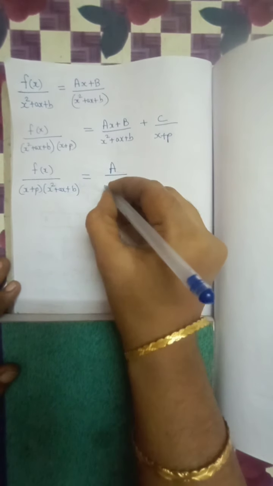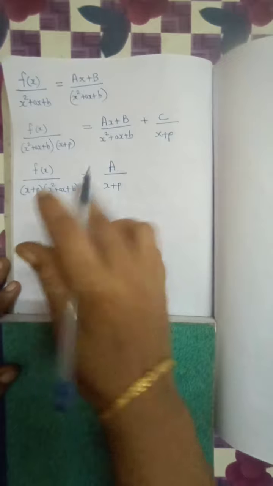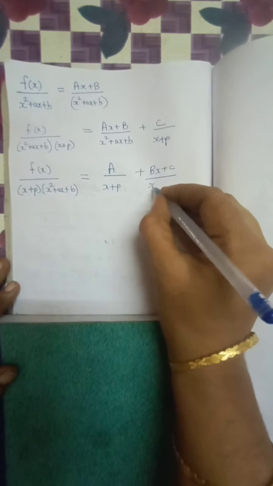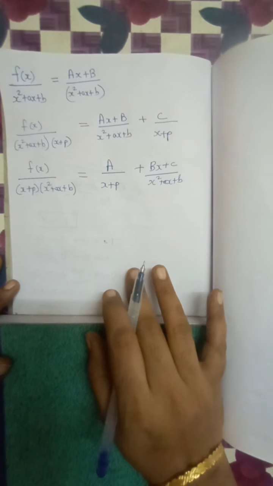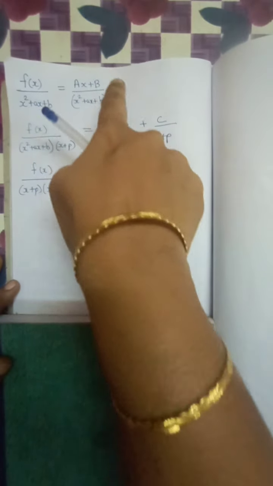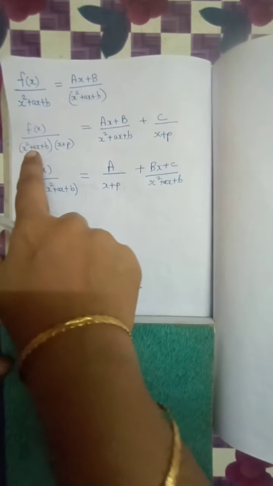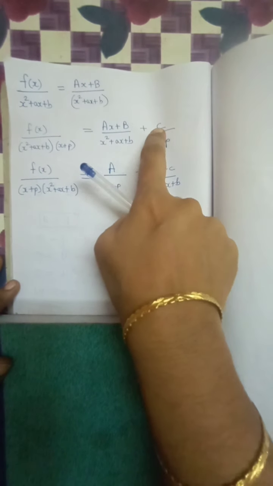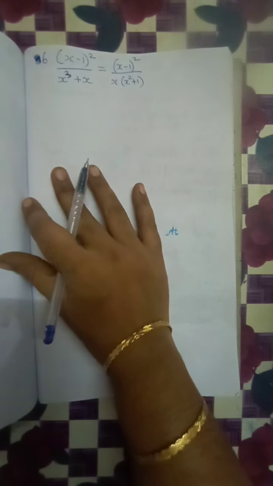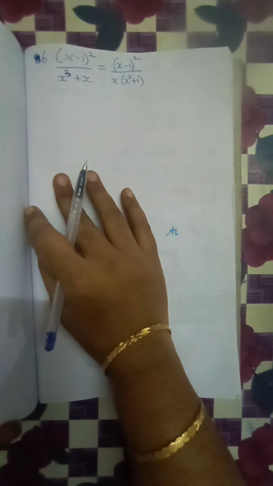Since first we have a linear factor, I should write a by x plus b. This is a quadratic equation, so I have to write here bx plus c by x square plus ax plus b. To tell in summarized form, wherever we have a quadratic equation, in that place we have to write it in this format, ax plus b. And where we have a linear factor, we use only one variable. But where we have a quadratic, I have to write it in the form ax plus b.